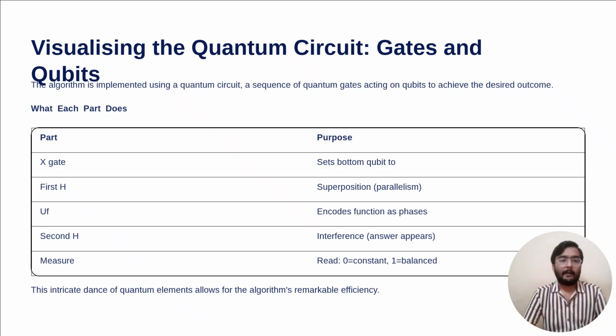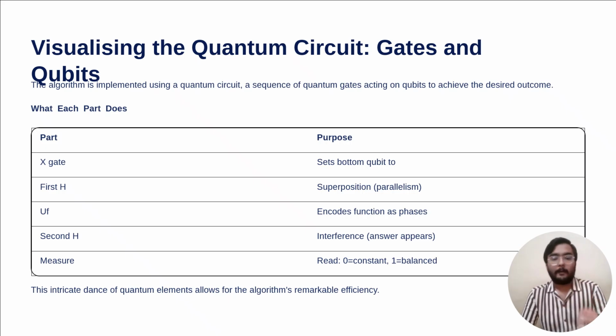Then we enter visualizing the quantum circuit, gates and qubits. The algorithm is implemented using a quantum circuit, a sequence of quantum gates acting on the qubits to achieve the desired outcome. What each part does.